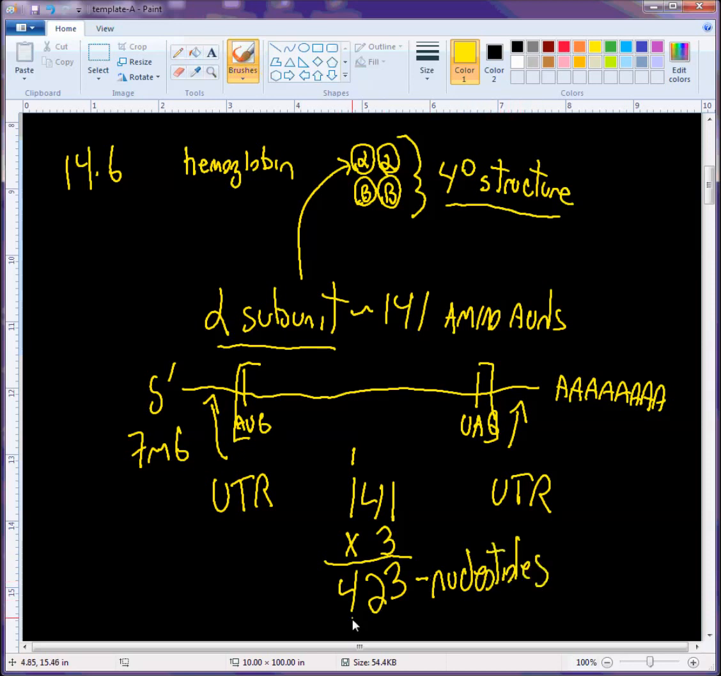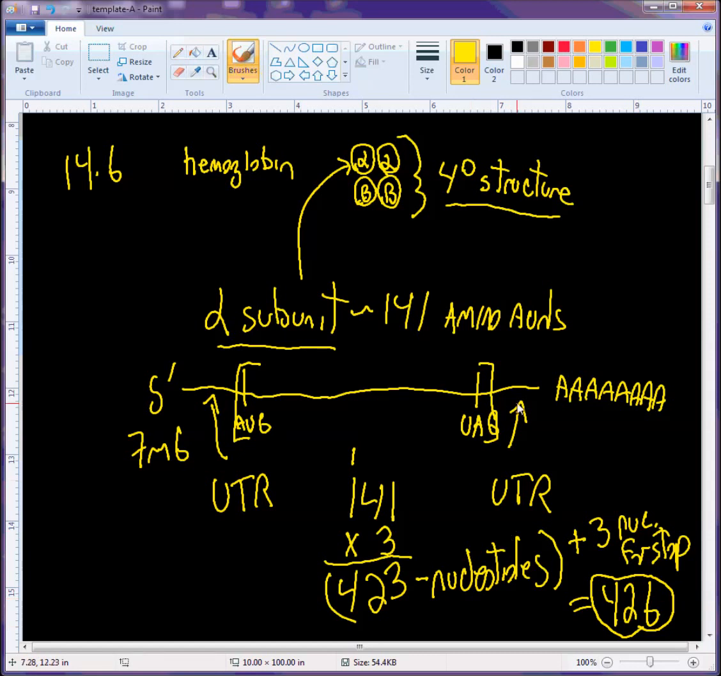Now we need a stop codon, right? So we need 423 nucleotides to code for all of those 141 amino acids, but we definitely need a stop codon, so I'm going to put the 3 nucleotides for the stop codon in there. So plus 3 nucleotides for stop codon. So let's go with 426 as the absolute minimum we need for the alpha subunit.